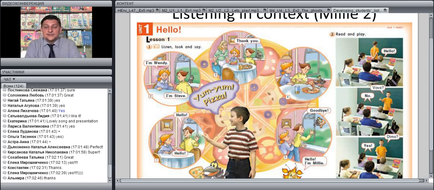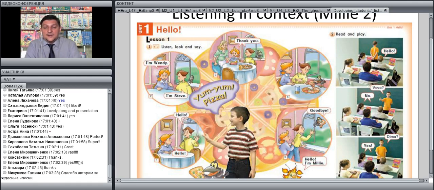Let's take a look at a few examples of how students learn to listen in context, paying attention to the situation. Now, there are a few things which can help you. These things are pictures, students' background knowledge, and so on. We're going to listen to the very first exercise in the very first lesson in Unit 1 in Mili textbook.